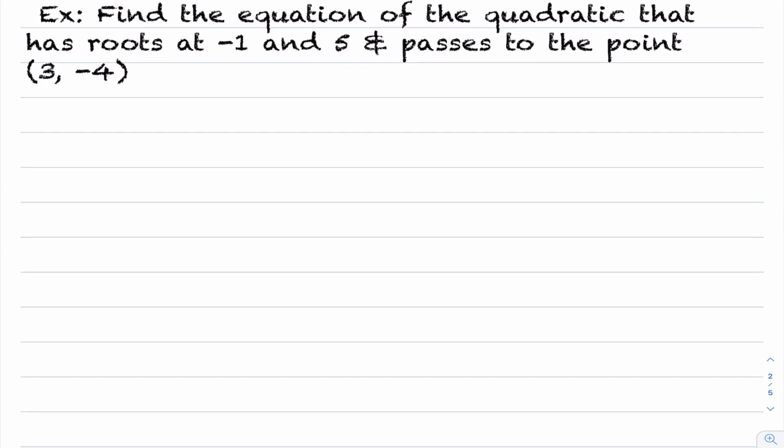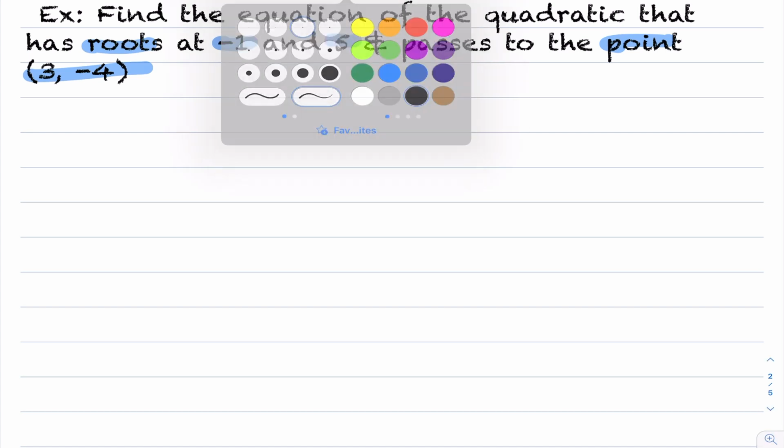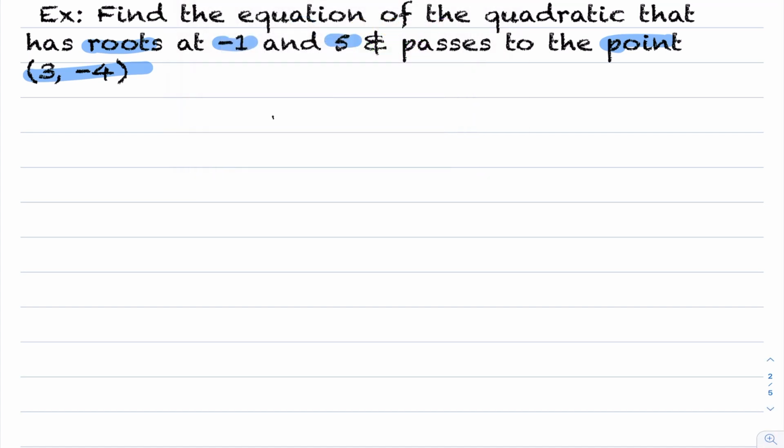All right, let's look at the next example here. Again, find the equation of the quadratic. This time they use the term roots, and we have roots at -1 and 5, and it passes through the point (3, -4). With this question, they gave me the roots, so I'm going to go to factored form. Factored form is y equals a(x minus r)(x minus s). These are my roots. So I need to create a quadratic that has a root at -1, so I'm going to put a plus 1 here.